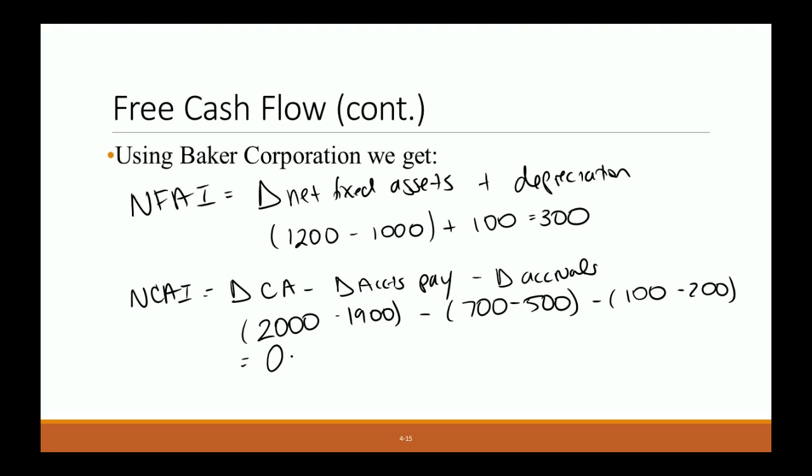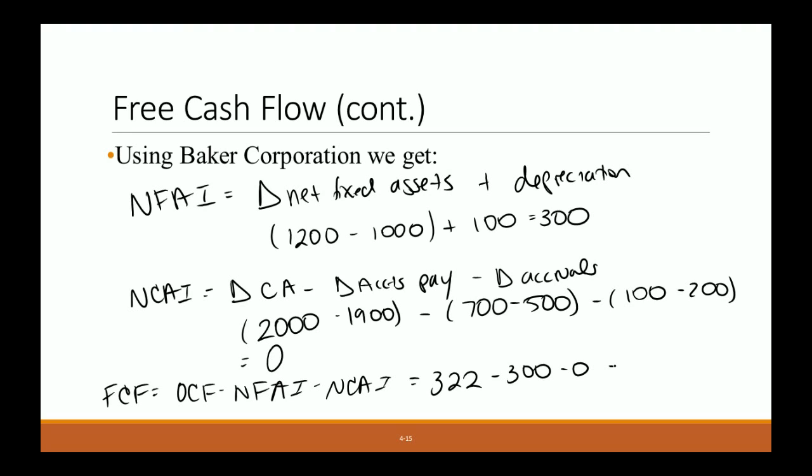So now we're able to calculate free cash flow. Remember that free cash flow is equal to your operating cash flow minus your net fixed asset investment minus your net current asset investment. So our operating cash flow was $322. From that, we deduct our net fixed asset investment of $300 and our net current asset investment of $0. So that gives us $22. So we do have positive free cash flow.